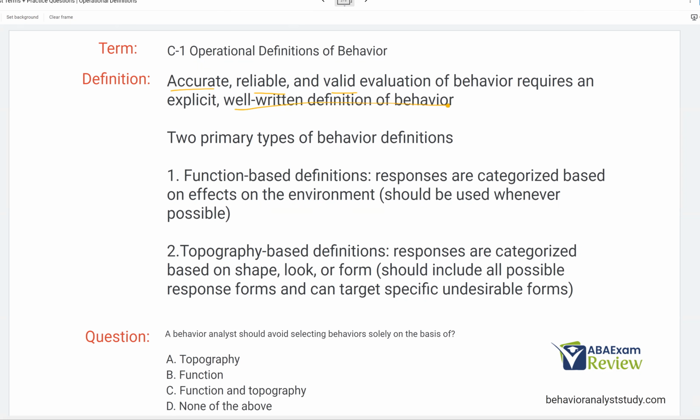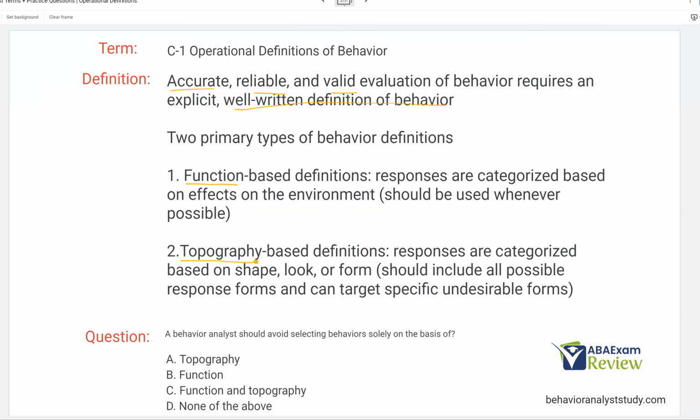If you've ever been in a situation where you've dealt with a poorly defined behavior, you can understand how frustrating it is, because you're not always sure what you're looking for or what you're looking at. Your definition should leave no doubt to your technicians about what they are observing. You want to be as precise as possible. Now, there are two primary ways to define behavior. You can define it based on function, or you can define it based on topography.